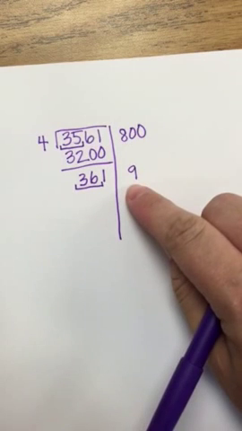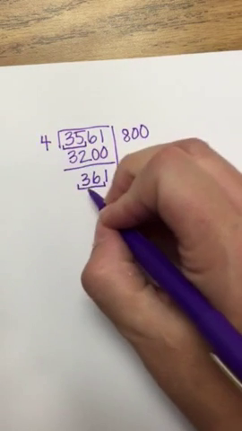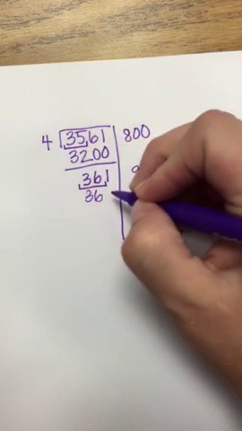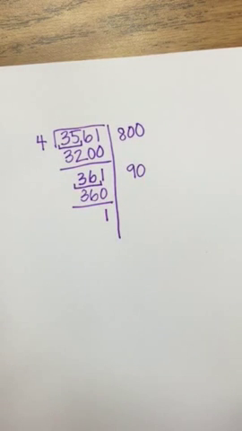and that would be 9. But those are 9 tens, making it 90. So 9 times 4 is 36. Then 90 times 4 is 360. And subtract, and I have that 1.